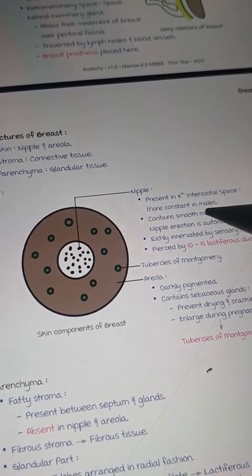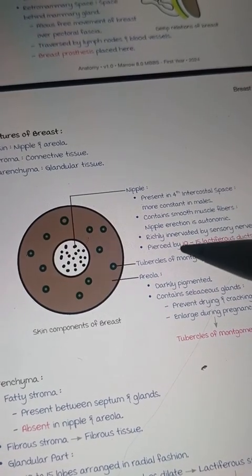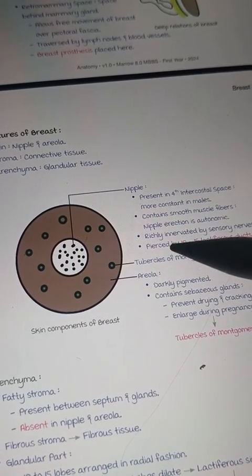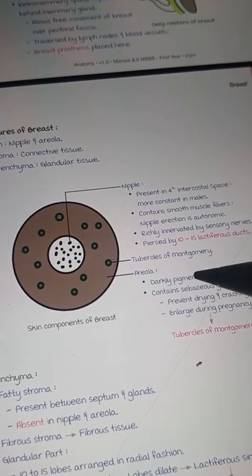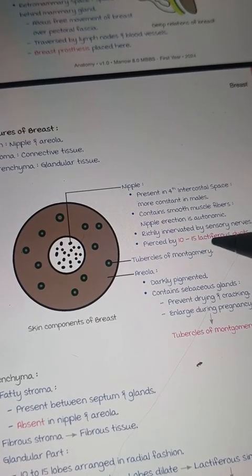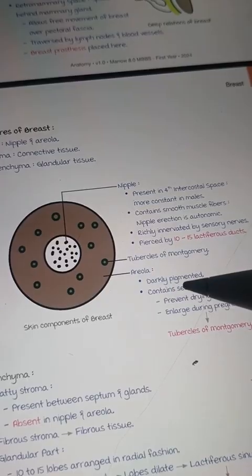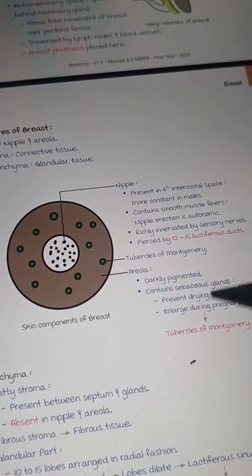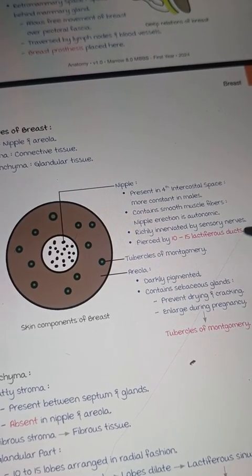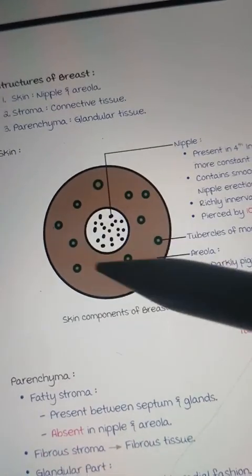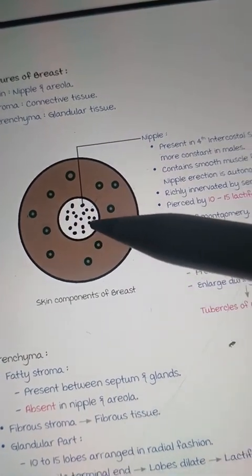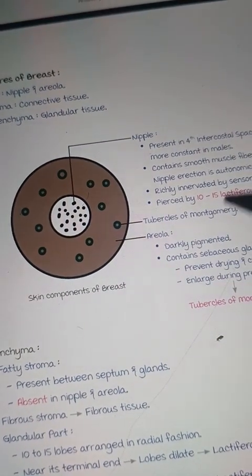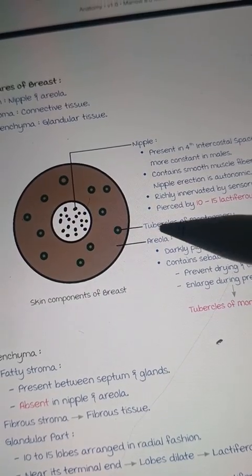The nipple is present at the fourth intercostal space and is more constant in males, containing smooth muscle fibers, and it's very important that nipple erection is autonomic and it is richly innervated by sensory nerves. It is pierced by 10 to 15 lactiferous ducts. So it is innervated by sensory nerves and pierced by 10 to 15 lactiferous ducts. Then these are the tubercles of Montgomery.